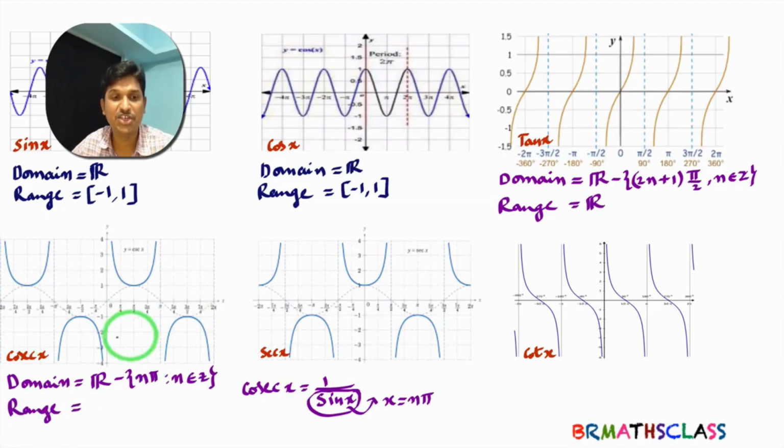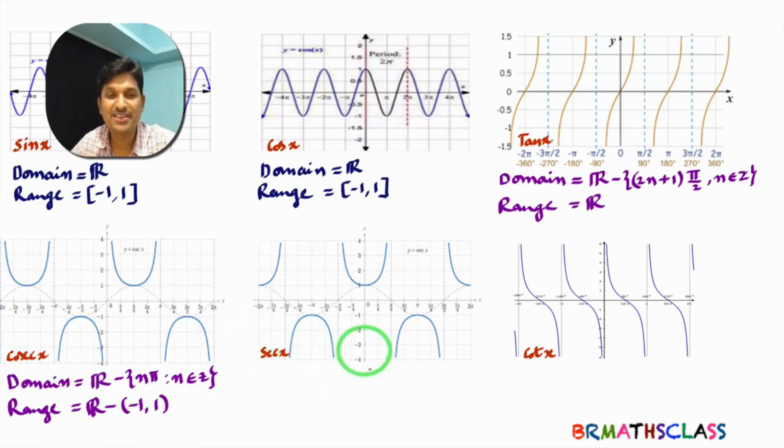Range of this function. You can observe this blue color part is the graph. You can see that in between -1 and +1, the cosecant x graph is not present. Okay, so its range is what? All real numbers. You won't get any values in between -1 and +1 for cosecant x. So the range of the cosecant function is all real numbers except the open interval (-1, 1).